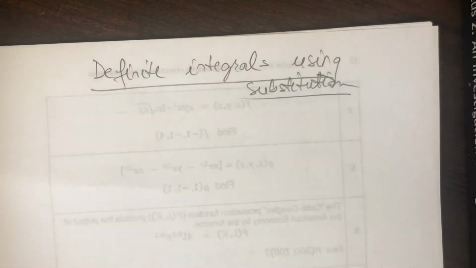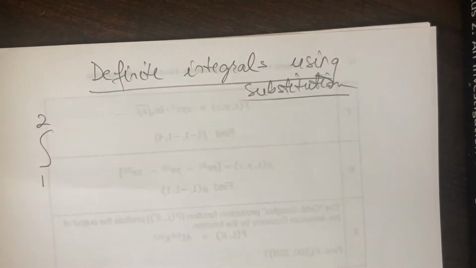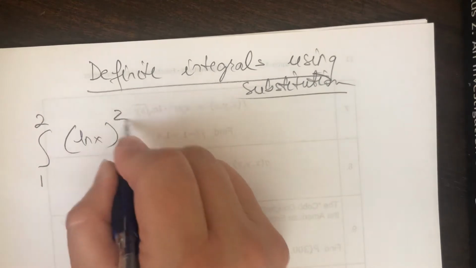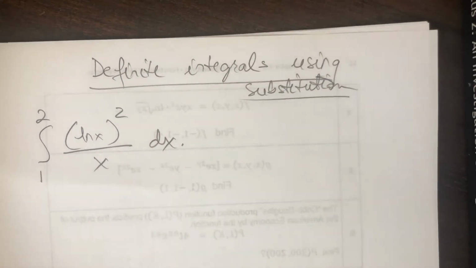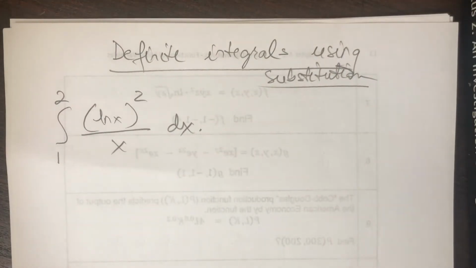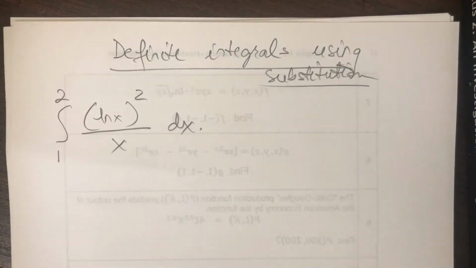So how would this look like? Here it is. I want to find the integral from 1 to 2, so it's a definite integral, of ln of x squared divided by x dx. That's tricky. So here it is. I'm going to show you two different ways. In calculus, we're going to use the second method, maybe for now, but I think sometimes it's just easier to stick with what I'm going to show you first.